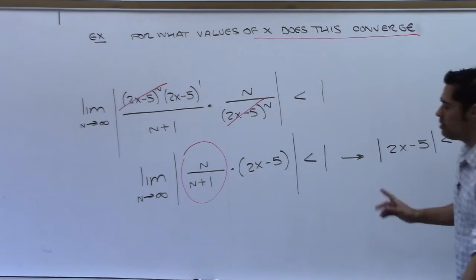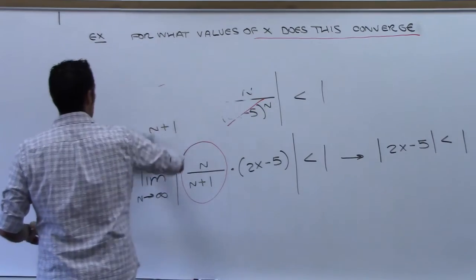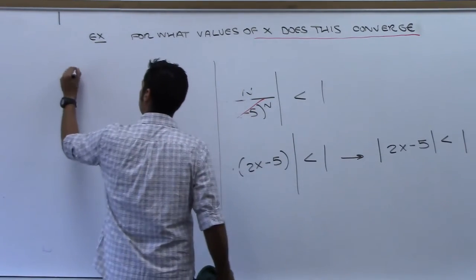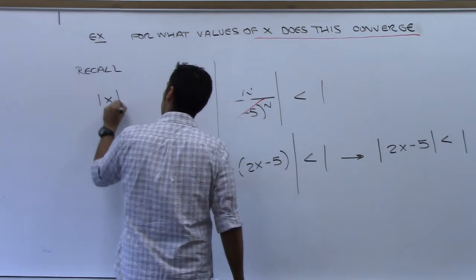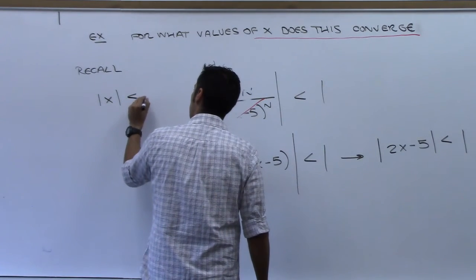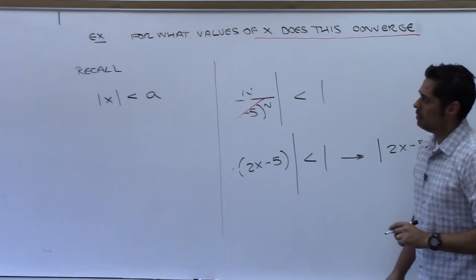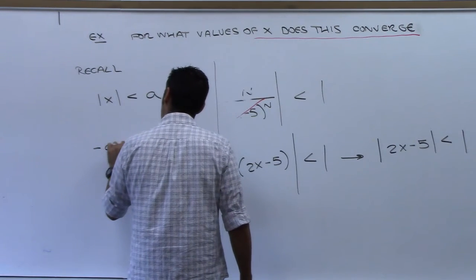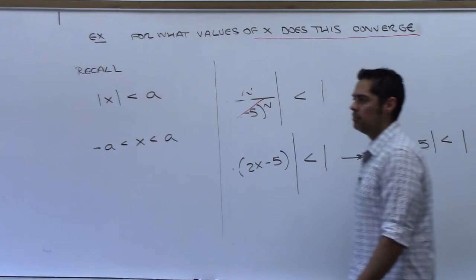So I'm going to do a quick little reminder. I'm going to come right back to this. Just a quick reminder of how we solve absolute value inequalities. Recall real quick: if I say the absolute value of x is less than some number a, then that means I want to know when x is between negative a and positive a.